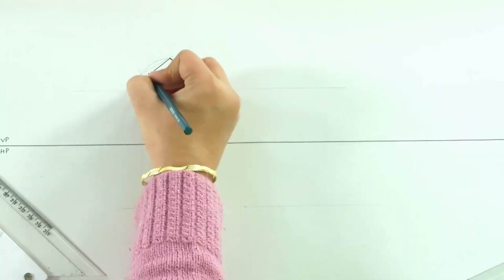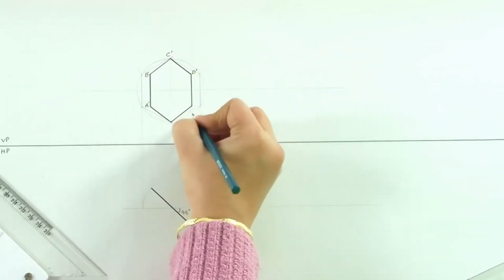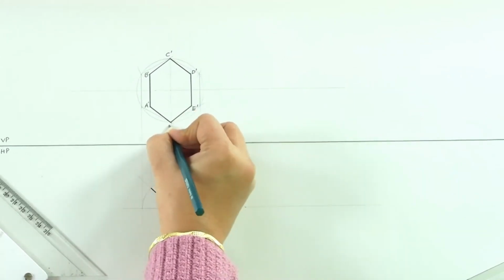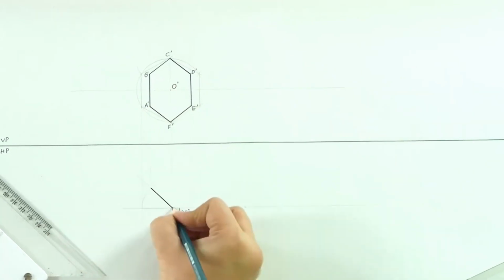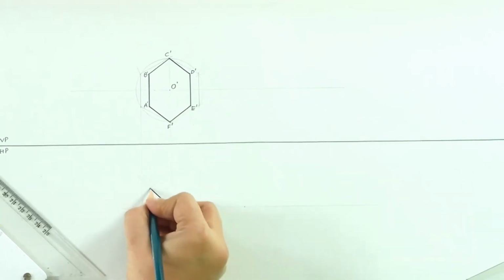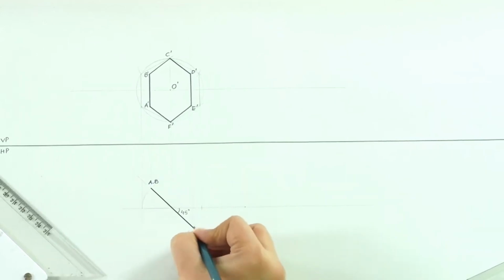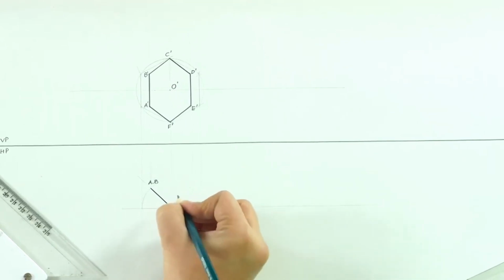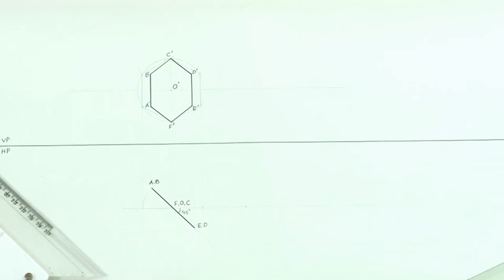So to start with, we will start with VP. So A dash, B dash, C dash, D dash, E dash, and F dash, and we also have an O dash here, which was important. Now when we see it from the front, we get A, B, and here we get E, D, and this is the point which is F, O, and C.